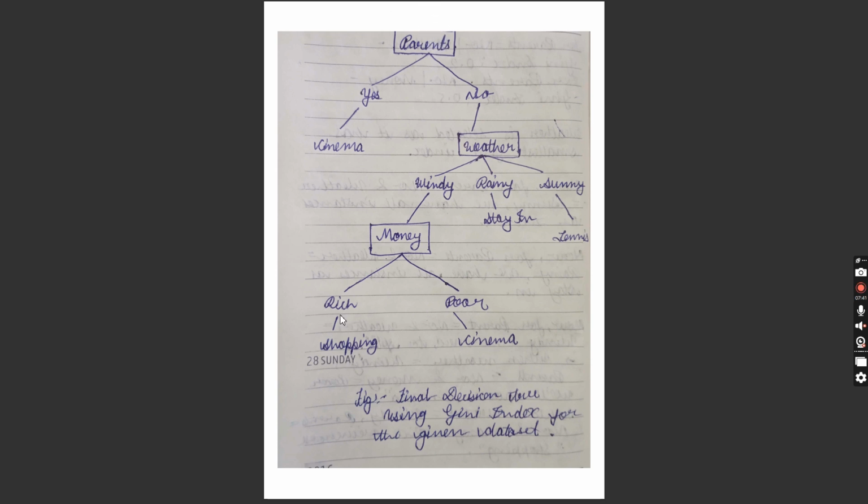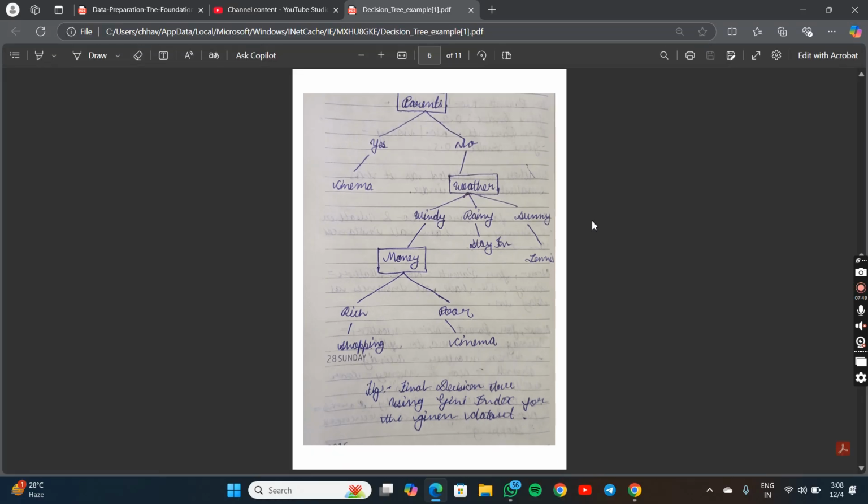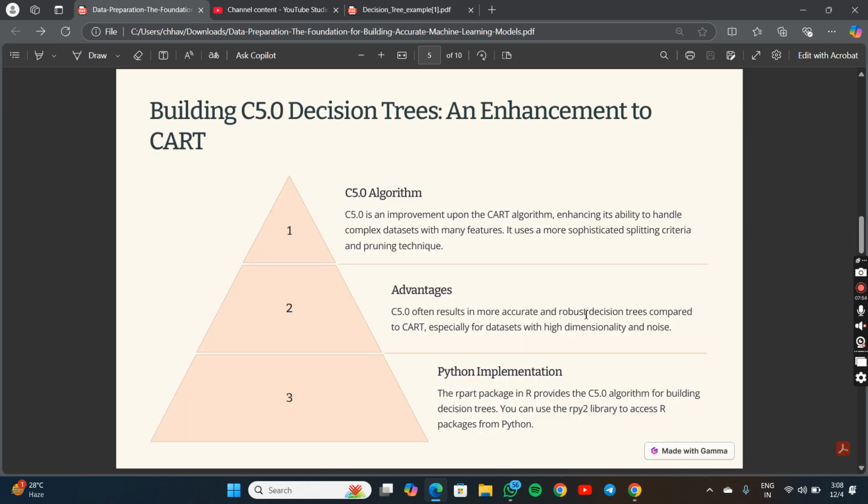Now for parents is equal to no and weather is equal to windy, we need to split. When weather is equal to windy, parent is equal to no and money is equal to poor, we'll choose cinema. When weather is equal to windy, parent is equal to no and money is equal to rich, we'll choose shopping. As it all is given in the data set. So this is our final decision tree using Gini index, which is the implementation of CART decision tree. Now going again to the presentation.